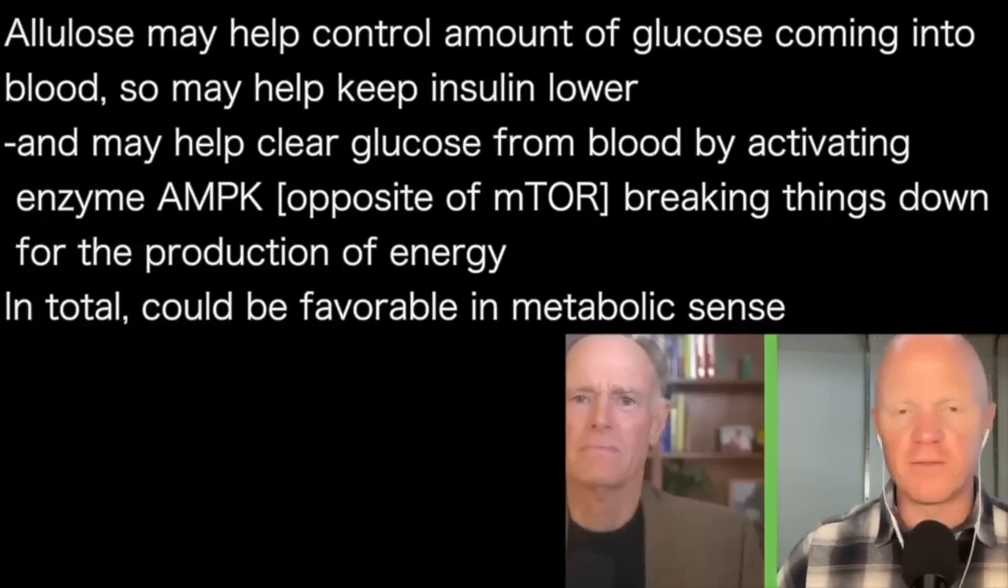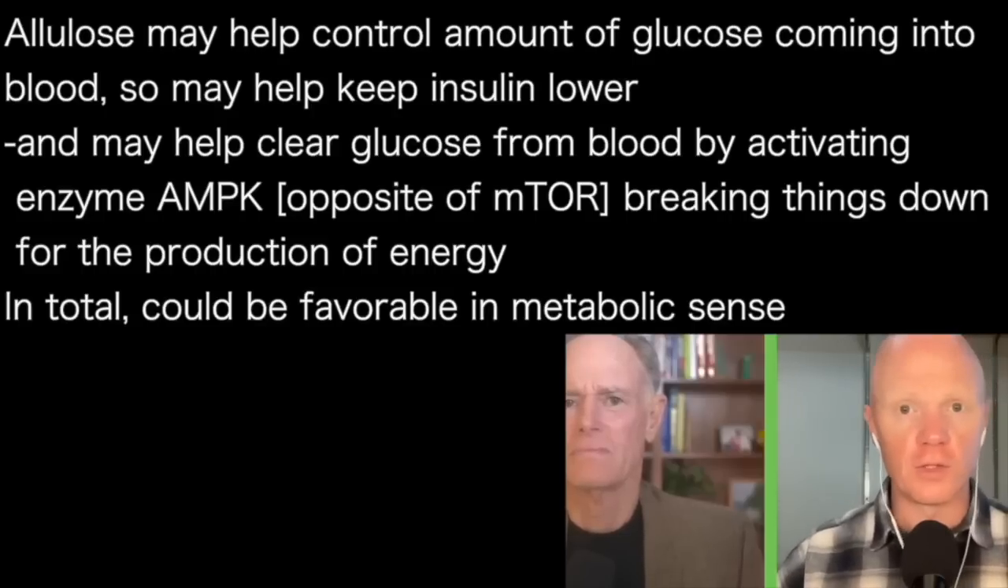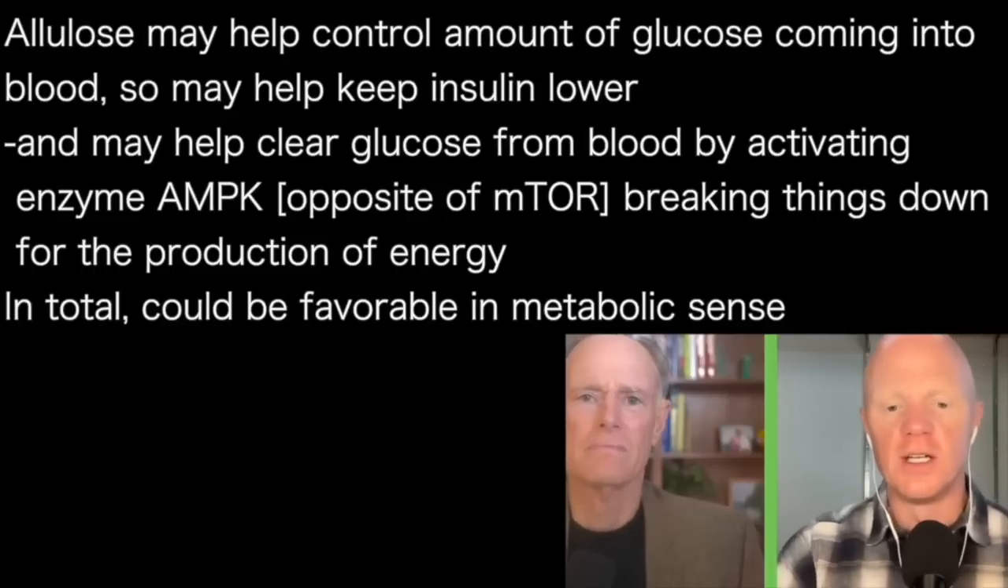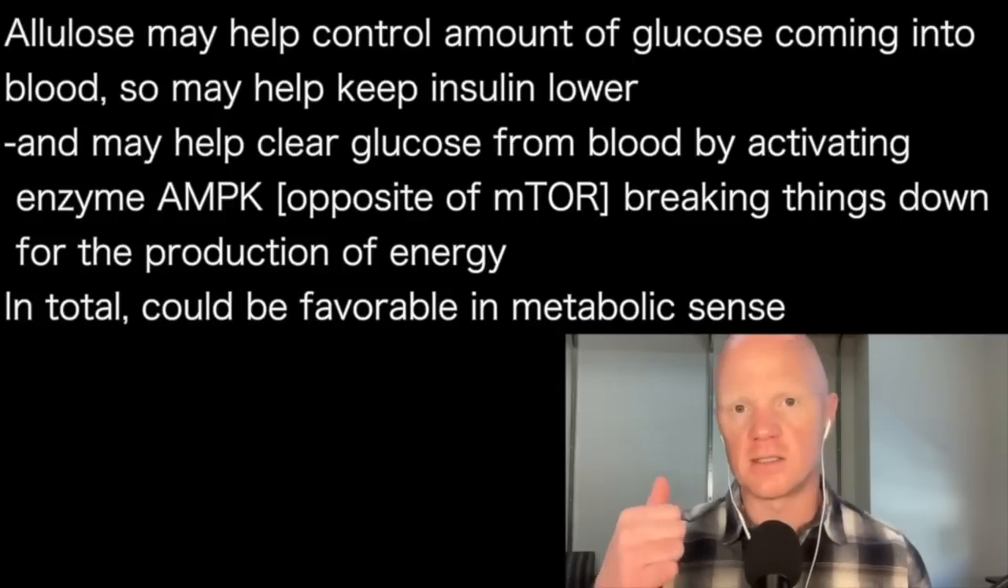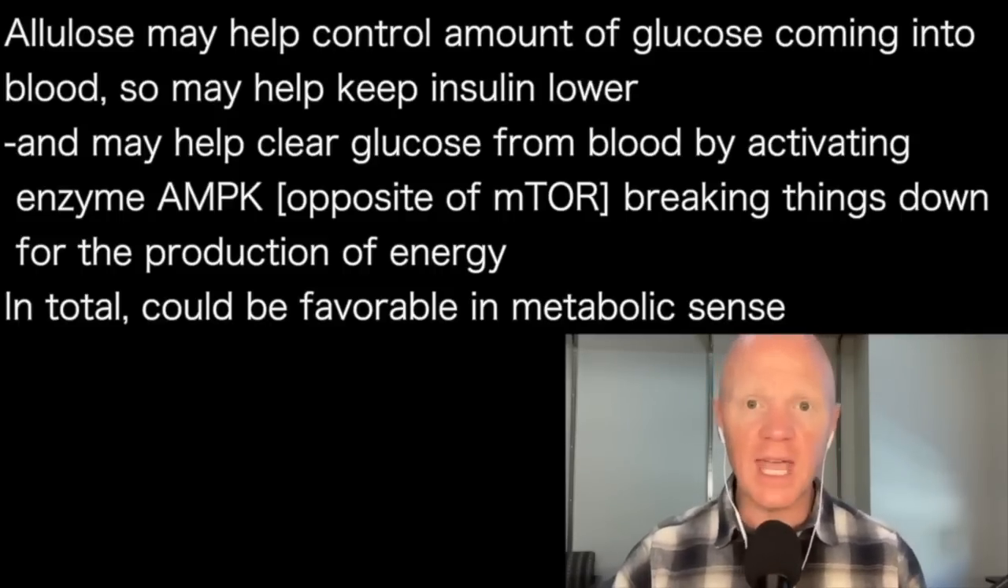But mTOR is this now famous protein that wants to build things up. AMPK wants to break things down, including accelerating the rate at which we're burning through glucose, just to start increasing the catabolic side of the metabolic equation, breaking things down for the production of energy. So collectively, this really does become a pretty metabolically favorable milieu where the GLP-1 increase is delaying gastric emptying, and it is affecting glucagon levels, helping reduce the amount of glucose coming into the blood. And then the allulose is directly increasing AMPK at tissues like the muscle, which is accelerating the rate at which we're pulling the glucose out and burning it for energy.